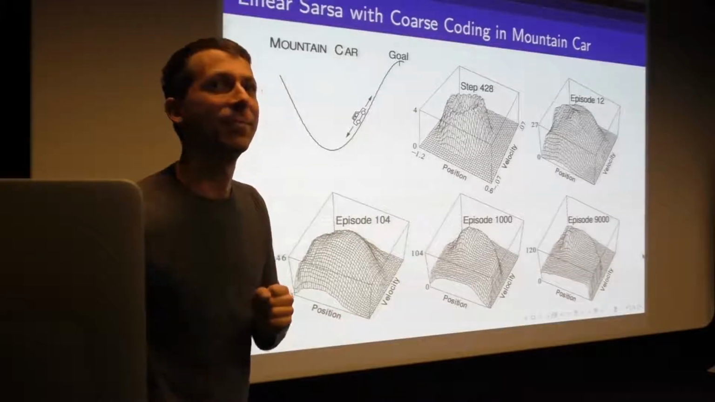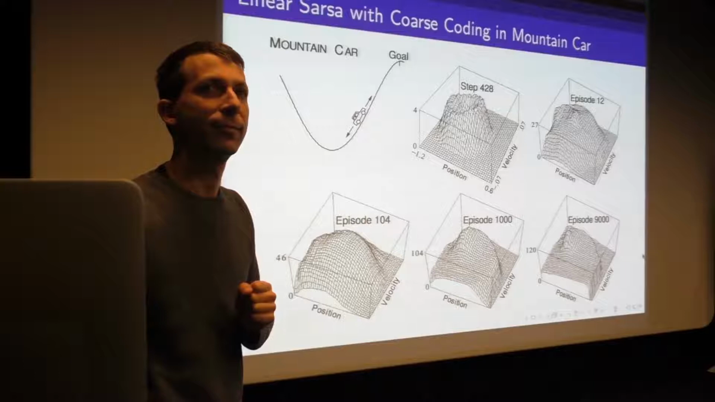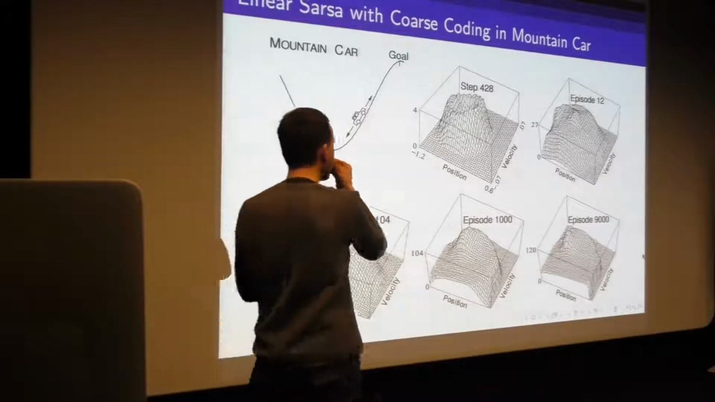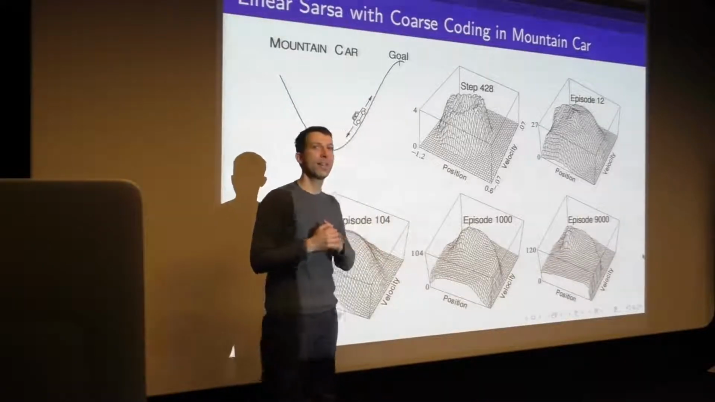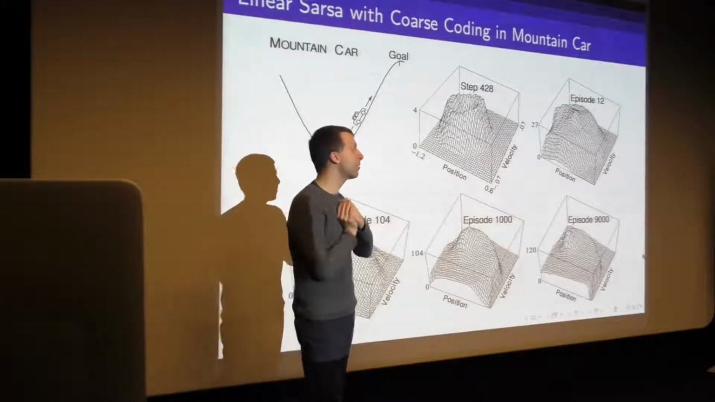Yeah, question? In that example, couldn't we use a different representation of the state space and get a function with a much simpler shape? So the question is, couldn't we use a different representation of state space to get a simpler shaped value function? That's a great question.